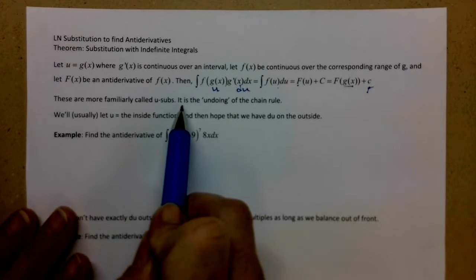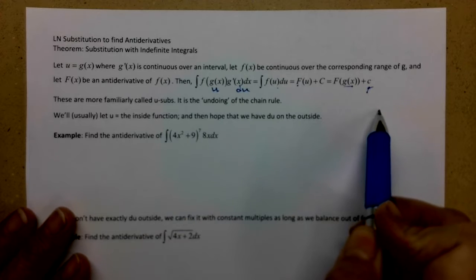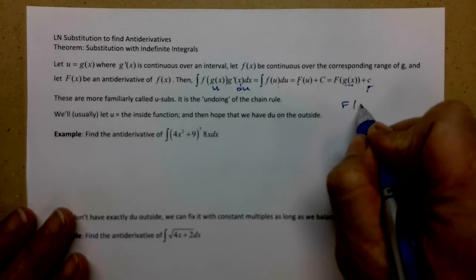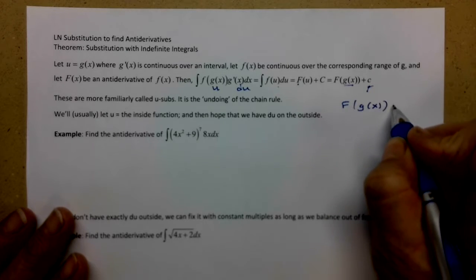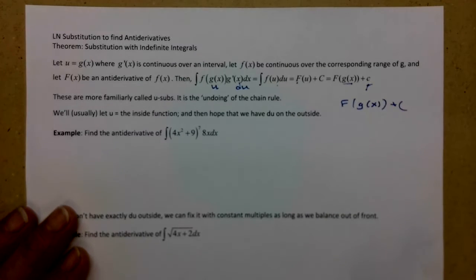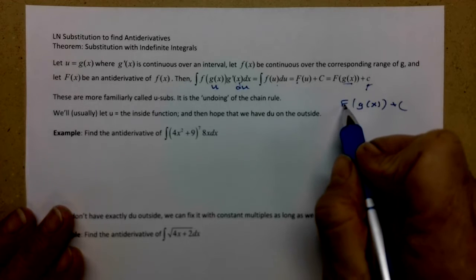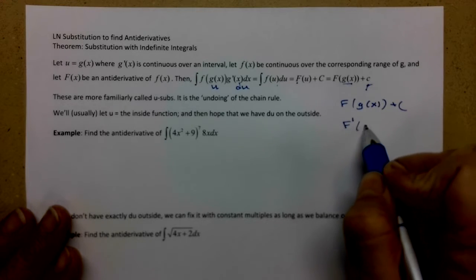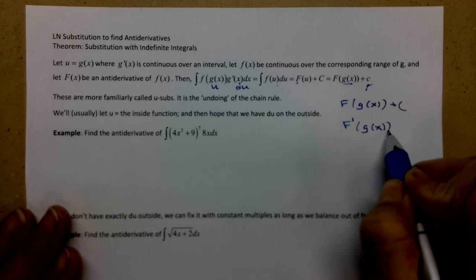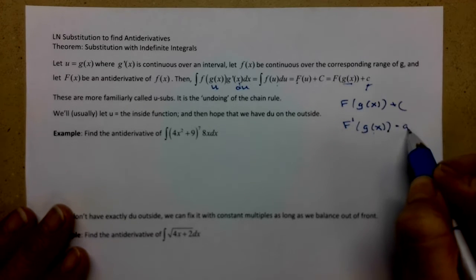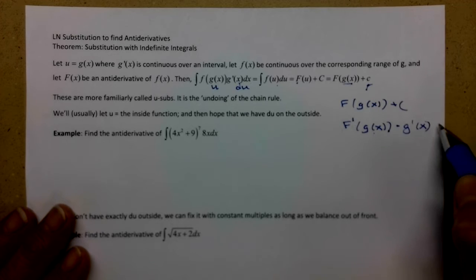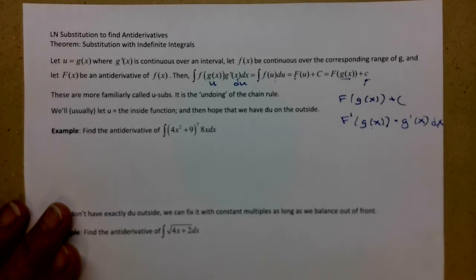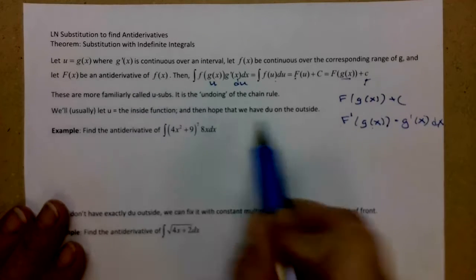You can think of this as the undoing of the chain rule. Because think about it, if we had capital F of g of x plus c, and we had to do the derivative, we do the derivative of the outside function, capital F prime, evaluated at the inside, times the derivative of what's inside. And then the derivative of c is 0. Going back, that's what we had.